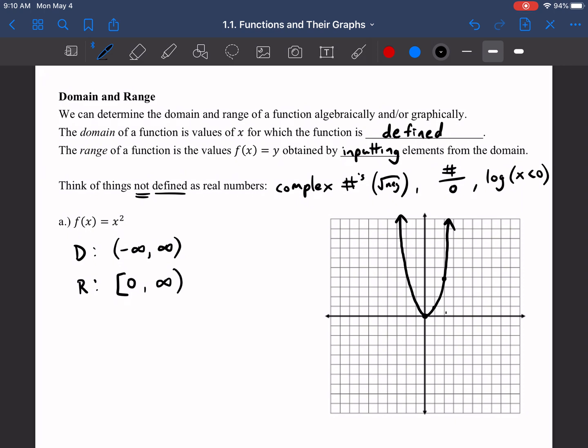All right. So the domain, we're looking at how far it goes side to side. For the range, we're looking at how high or how low it goes. Okay, I'm going to erase those so they're not confusing.